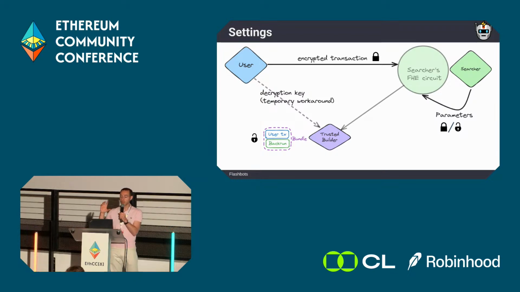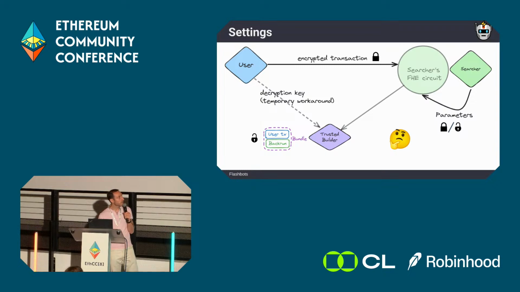So the searcher now has an encrypted resulting transaction, the result of our FHE program, and it sends it to a builder. In our setting, the builder is trusted. The builder can decrypt, and has the job of packaging all that and putting it in the block to land on chain. That's great. Or is it? What's missing here?